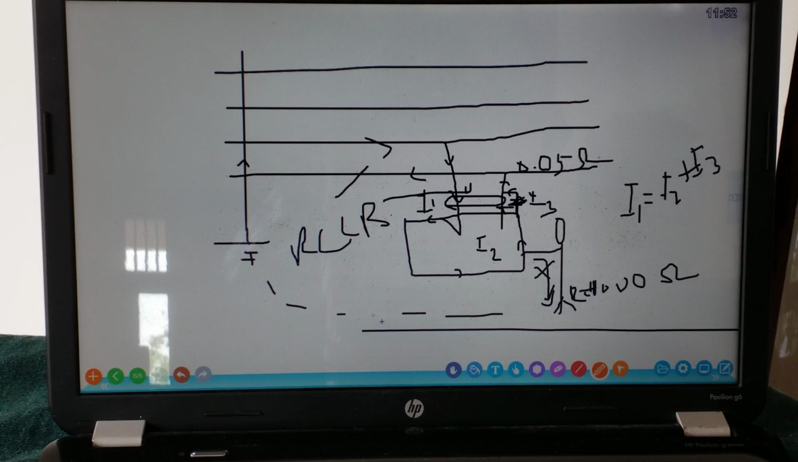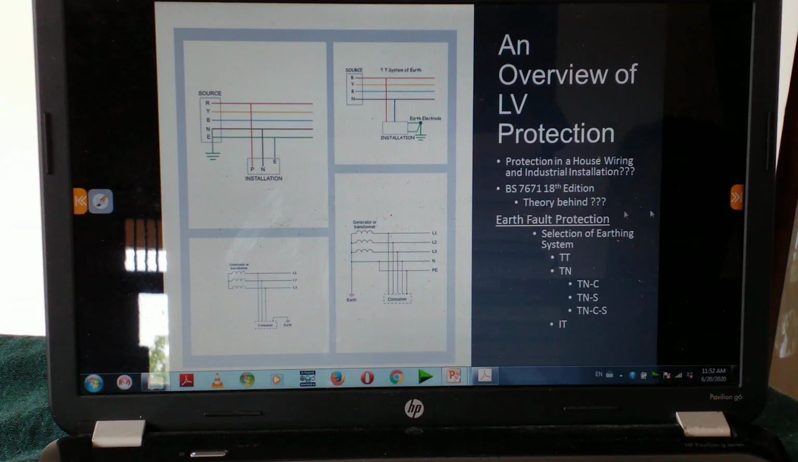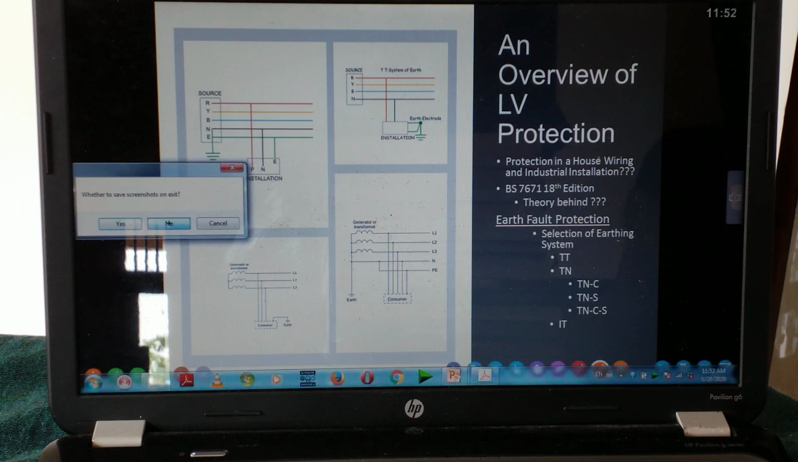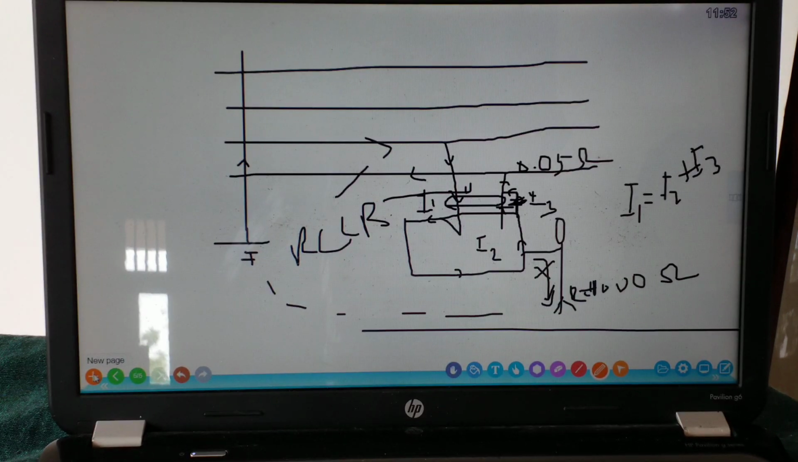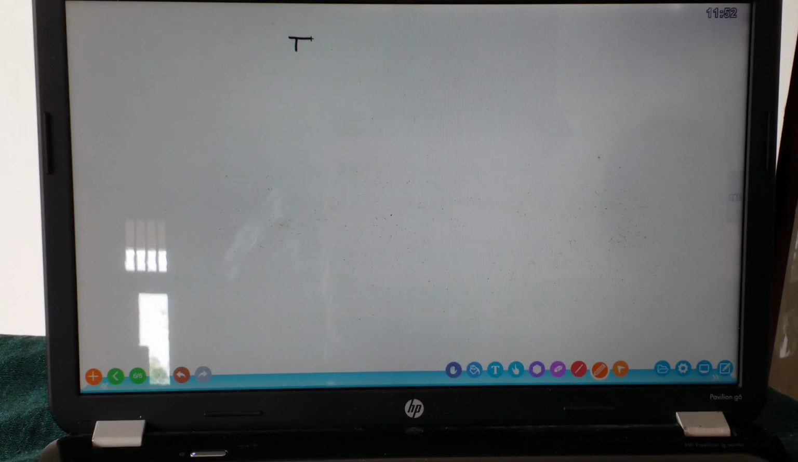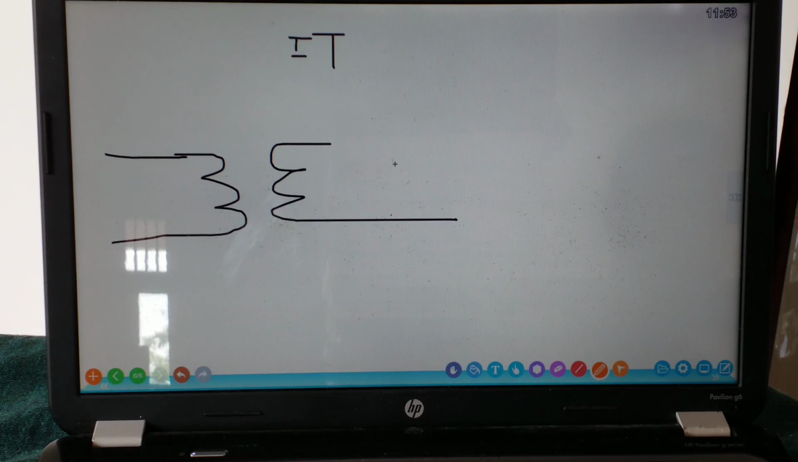Okay. It is about TT and TN systems. Okay. Again, as a completion, we should discuss the IT system. What the IT system is, it is like that. Here my source.